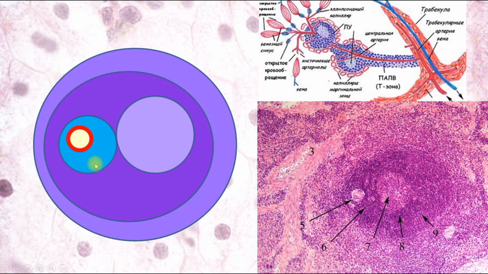The T-dependent zone is the periarterial zone. The completely B-dependent zone is the germinal center. The mantle zone as well as the marginal zone are T and B dependent zones at the same time, but B lymphocytes prevail here. So the mantle zone and marginal zone are mixed, and the completely T-dependent zone is the periarterial zone, and the completely B-dependent zone is the germinal center. So please remember the four regions of lymphatic follicles of the spleen: periarterial zone, germinal center, mantle, and marginal zone.